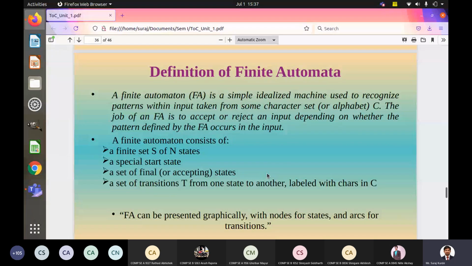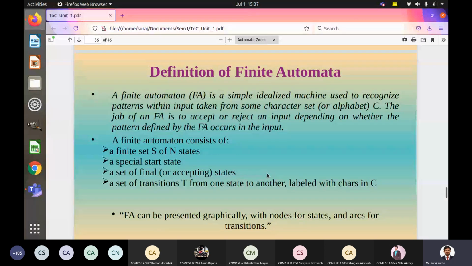Then a special start state. The state before which there is no other state, but there is an incoming arrow. Only the incoming arrow is there, but before the incoming arrow there is no state. Such a state is called the initial state or start state. Then the final state or final states. So it is a set of final states. It may be a single or multiple final states.